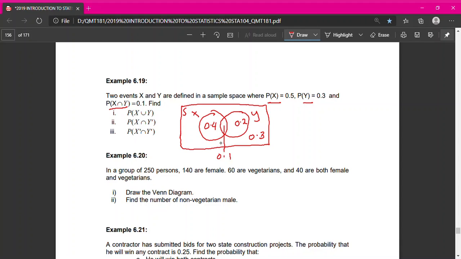Okay, soalan pertama nak cari probability of X union Y. Union kan tambah semua sekali. So it will be 0.4 plus 0.1 plus 0.2. The value of probability of X union Y. So it will be 0.7.